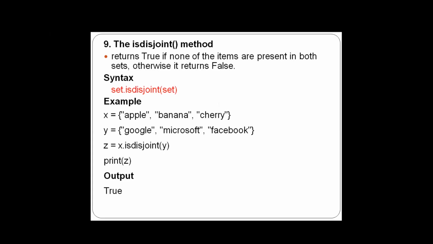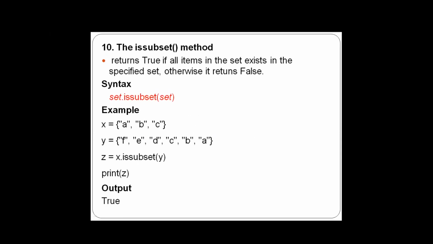And isdisjoint. What do you mean by a disjoint set? If both the sets do not contain the same element, then you call it a disjoint set. If you take the case of X, it's apple, banana, and cherry, and Y, Google, Microsoft, and Facebook, they contain different elements. So this is called a disjoint set. And issubset.